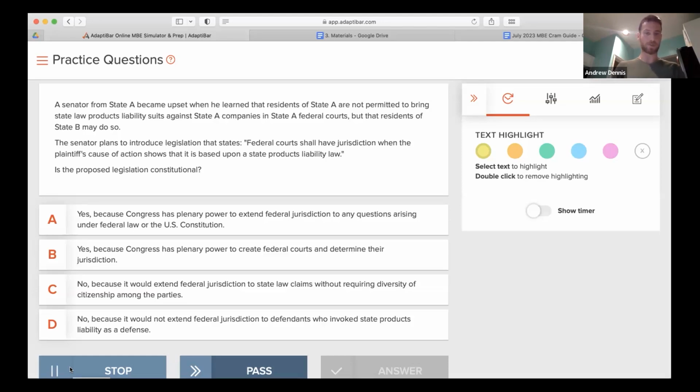Yes, because Congress has plenary power to extend federal jurisdiction to any questions arising under federal law of the U.S. Constitution. Yes, because Congress has plenary power to create federal courts and determine the jurisdiction. No, because it would extend federal jurisdiction to state law claims without requiring diversity of citizenship among the parties. No, because it would not extend federal jurisdiction to defendants who invoke state products liability as a defense.